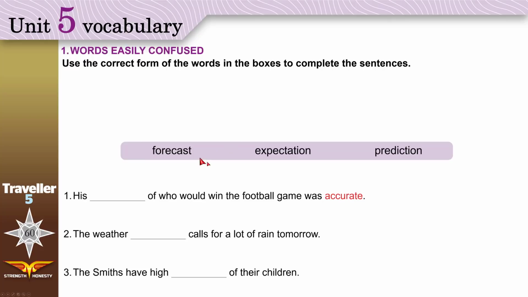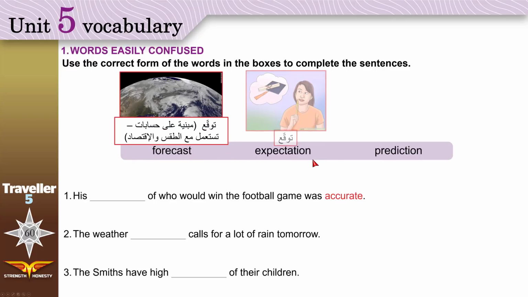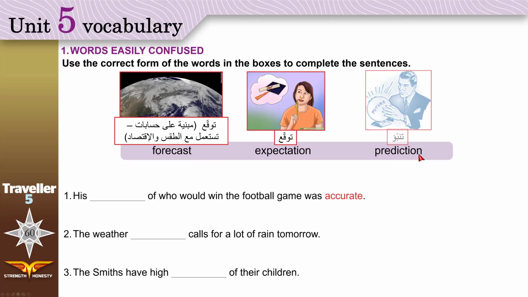The first group: forecast, expectation, prediction. They all mean that you believe that something will happen in the future, with a small difference between each word. Now, I want you to pay close attention to what I'm saying. Listen to my definitions very carefully. Don't just read the Arabic and move on. No, the English definition can help you a lot, okay?